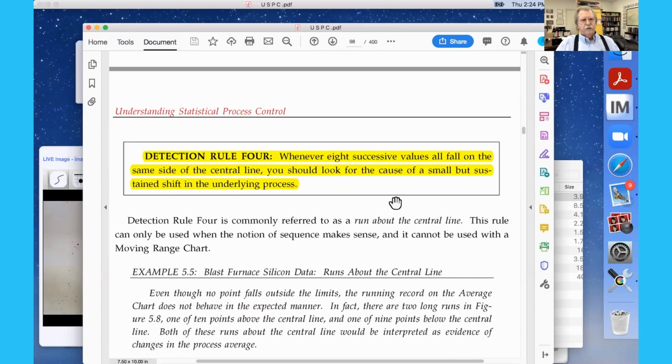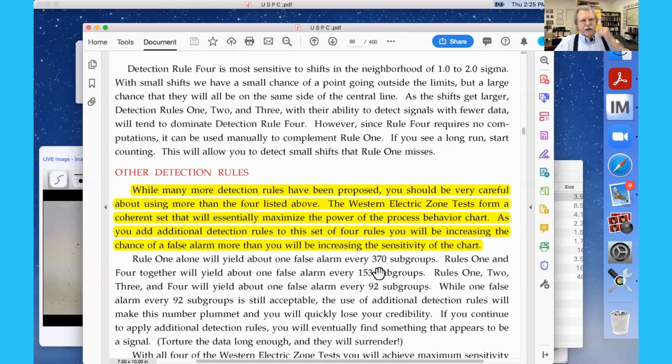You can go overboard with detection rules. Many detection rules have been proposed. You should be very careful about using more than the 4 posted above. These 4 are a coherent set and will essentially maximize the power of the process behavior chart. As you add additional detection rules to this set of 4, you will be increasing the chance of a false alarm more than you will be influencing the sensitivity of the chart.